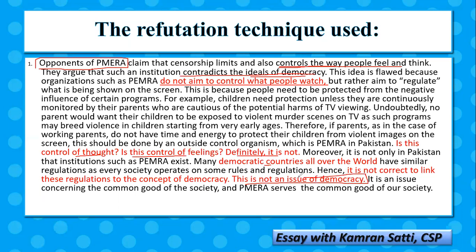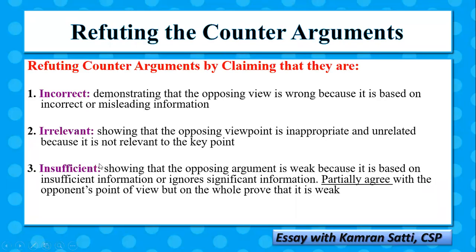Some people claim that media censorship is contradictory to the principles of democracy. And here we have refuted that no, this is not an issue related to democracy. So can you tell me which of the three refutation techniques I have used? Which of the three techniques did I use in that particular paragraph? Either it is incorrect, that is, the opposing view is incorrect, it is irrelevant, or it is insufficient. Which of the three?